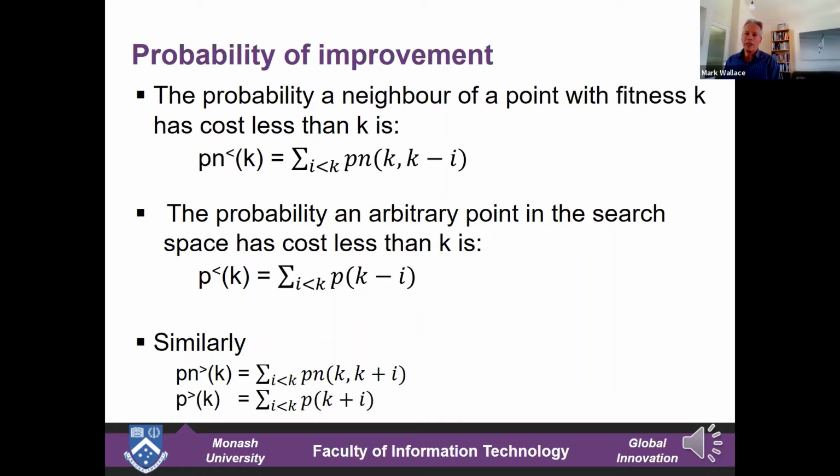And we'll say P less than K is the probability that an arbitrary point in the search space has a fitness less than K. We'll call Pn greater than K the probability the neighbour has fitness worse than the current position, and P greater than K the probability in the search space as a whole that it's worse than K.